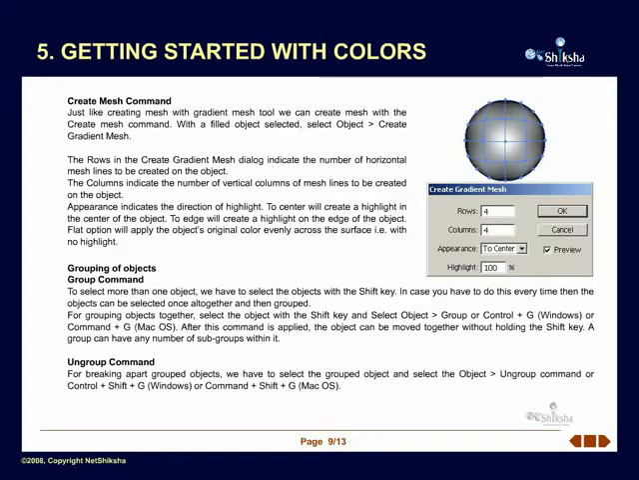For grouping objects together, select the objects with the Shift key and select Object, and then select Group, or Ctrl plus G on Windows, or Command plus G on Mac OS. After this command is applied, the objects can be moved together without holding the Shift key. A group can have any number of subgroups within it.